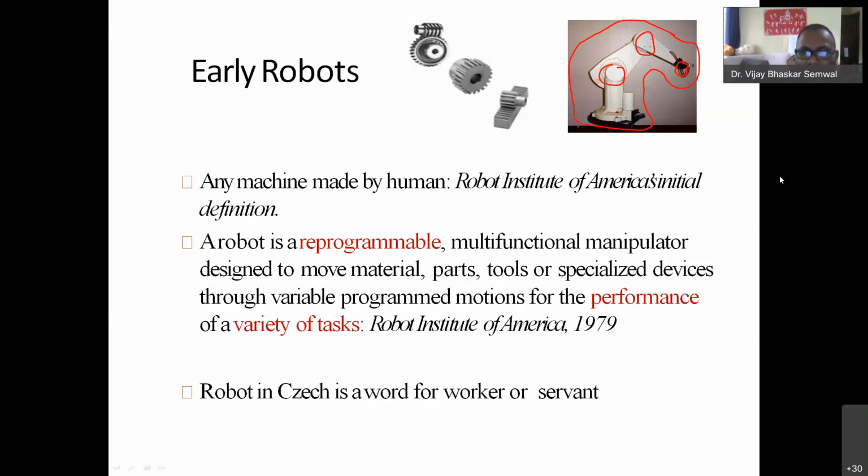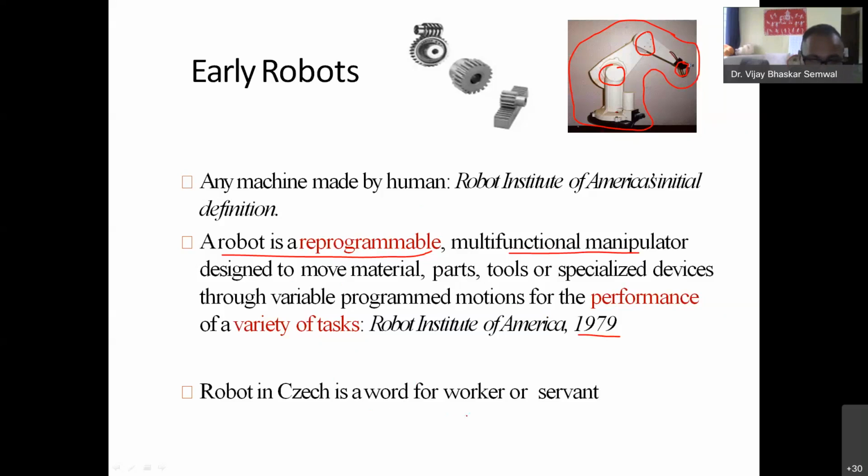that is the standard definition given by the Robot Institute of America. They defined a robot as a machine designed by a human, but that is not true. Later they updated it, and in 1979 the Robot Institute of America gave a new definition: a robot is a reprogrammable, multifunctional manipulator designed to move material, parts, or tools through variable programmed motions, meaning at least 3 degrees of freedom, and it performs a variety of tasks. That is the standard definition, which is now widely accepted. You'll find it in Wikipedia also, the definition proposed in 1970 by the Robot Institute of America.